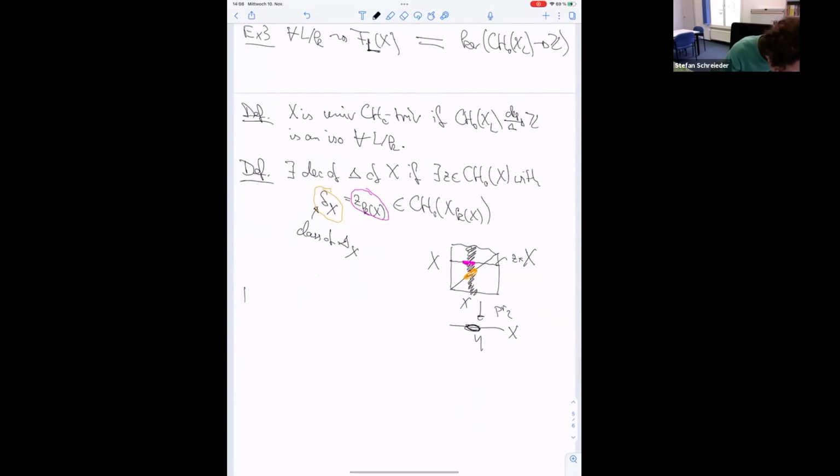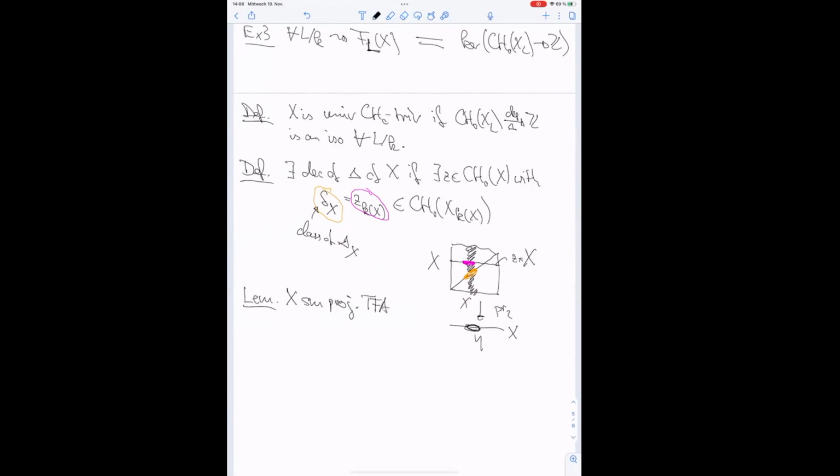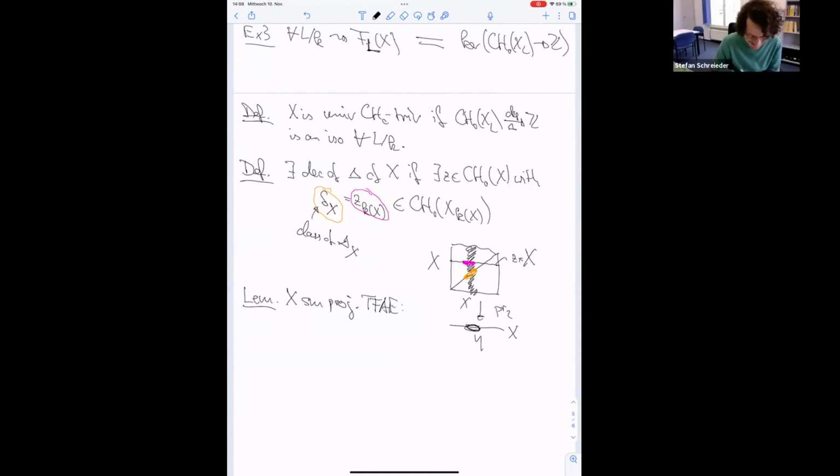And then there is a lemma that says that in fact, if X is smooth projective, then the two notions are in fact equivalent. But how do you know that X has a 0 cycle of degree 1? Yes. I need to assume this, yes.